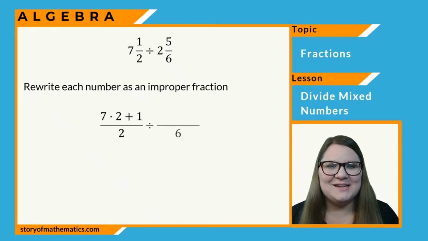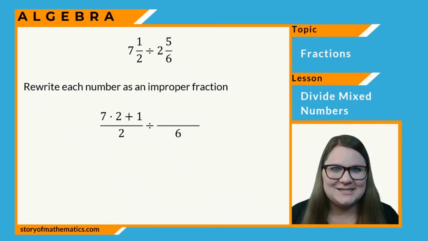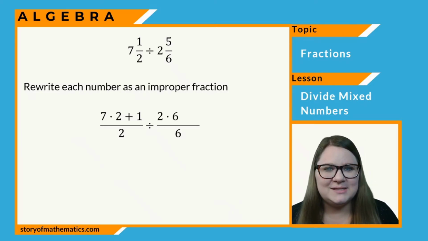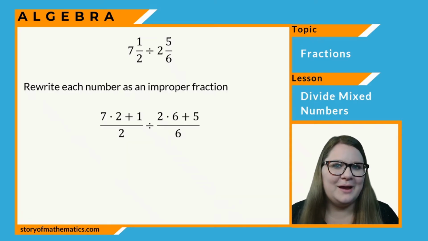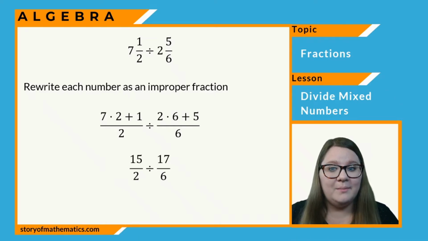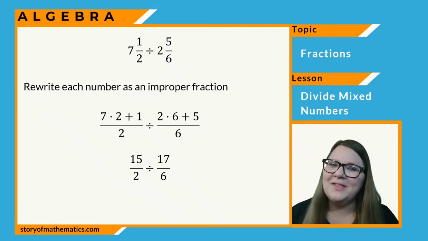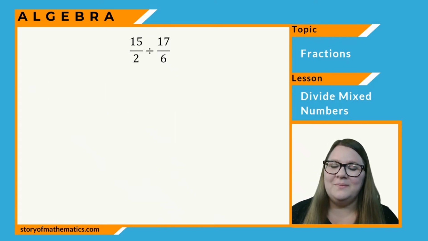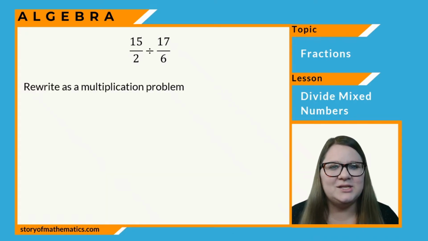I'm going to repeat this process for the second fraction. The denominator was 6, so it stays 6. The whole number 2 times the denominator 6 plus the original numerator 5 gives me that new numerator. Now, when I simplify these numerators, I end up with the new problem of 15 over 2 divided by 17 over 6. So now that I've rewritten this as a division problem with improper fractions, I'm going to be able to convert it to that multiplication problem.